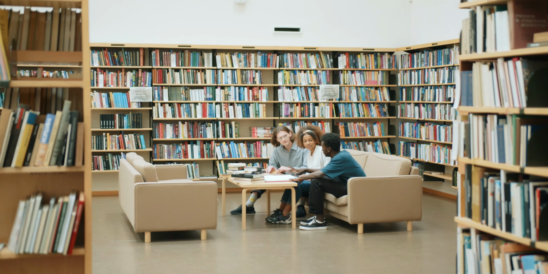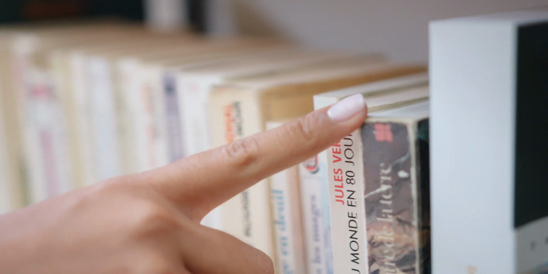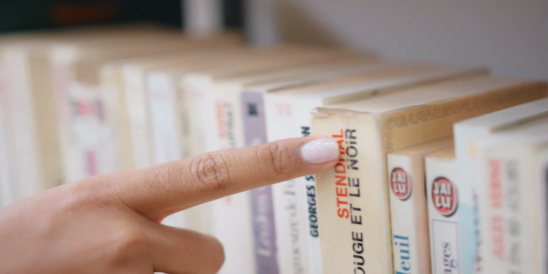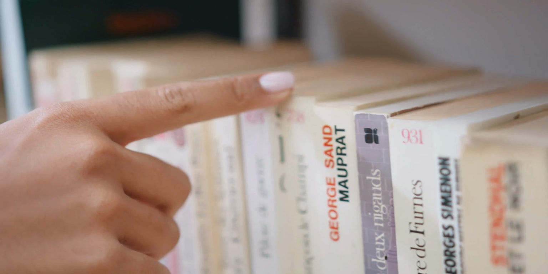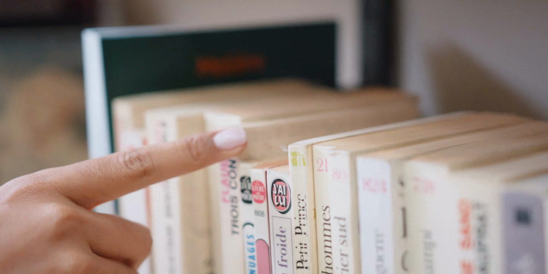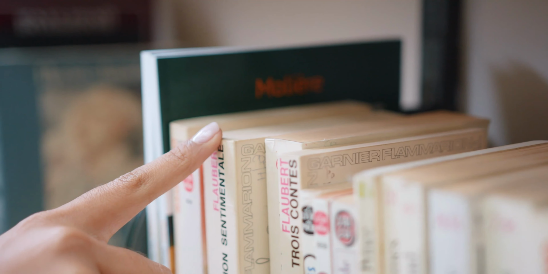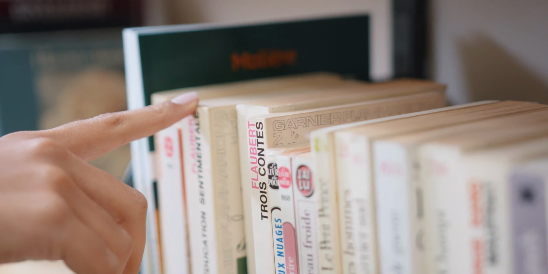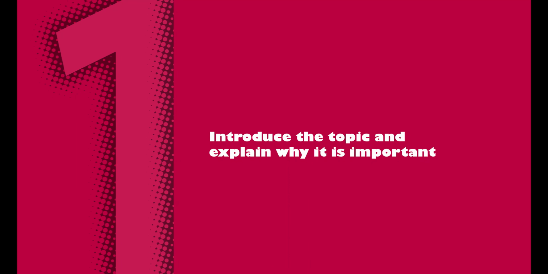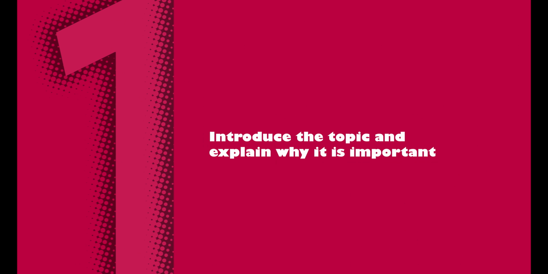You want to get your sources from reputable sources such as academic journals, books, and peer-reviewed studies, and have the ability to ask proper questions, interpret information, and record your own thoughts on that information. There are usually 5 parts to a study. Number 1, your introduction. You're going to introduce the topic and explain why it is important.